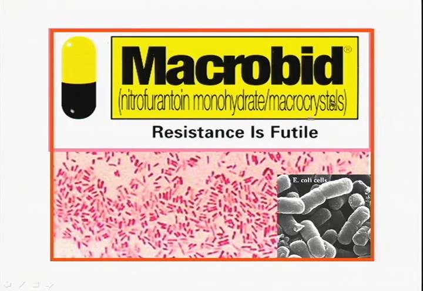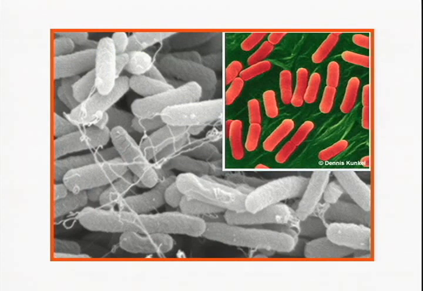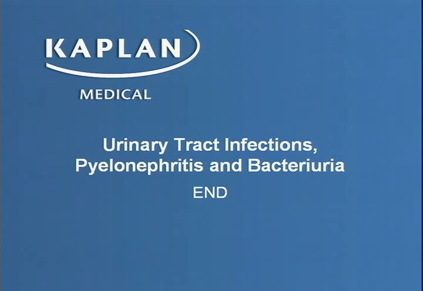Here's your nitrofurantoin. Resistance is futile. Excellent medication to use other than toward delivery. And the most common organism is your gram-negative rods, E. coli. And that's the end of urinary tract infections, pyelonephritis, and bacteriuria in pregnancy.